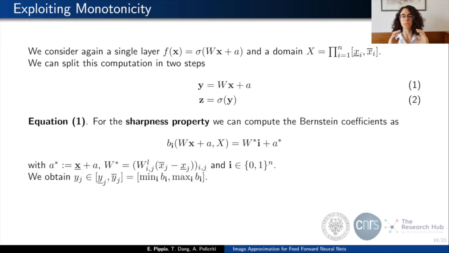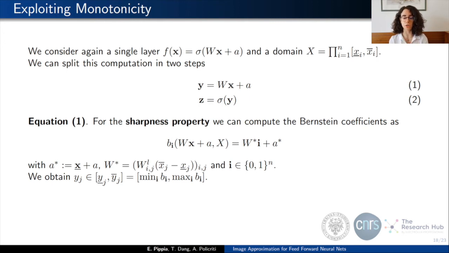The first one is linear. We just need to translate the domain into the unitary box, but the composition is again a linear function, so we can use the sharpness property to compute directly all the Bernstein coefficients. And this speeds up the algorithm a lot in the end.